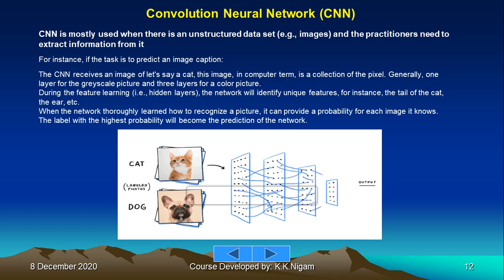During the feature learning, that is the hidden layers, the network will identify unique features. For instance, the tail of the cat, the ear of the cat, etc. When the network has thoroughly learned how to recognize a picture, it can provide a probability for each image it knows. The label with the highest probability will become the prediction of the network. So you can see that this is the way it tries to understand what the various features of the image are.